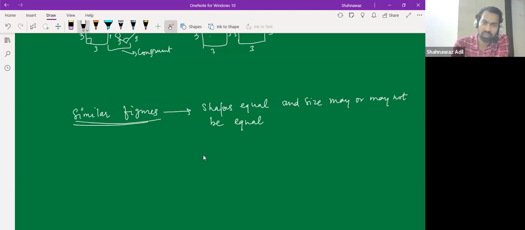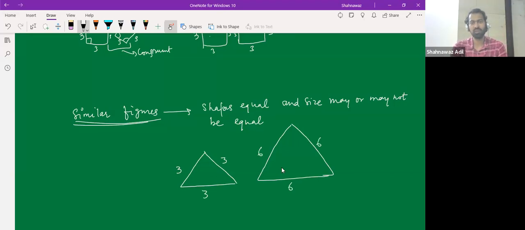So let's say we have a triangle, and we have again a triangle. This is 3 and this is 6. These are two equilateral triangles. So we can see that their shapes are equal, right? But sizes are not equal. So these are not congruent figures, but similar figures. Understood? So this is the main difference between the similar figures and the congruent ones.